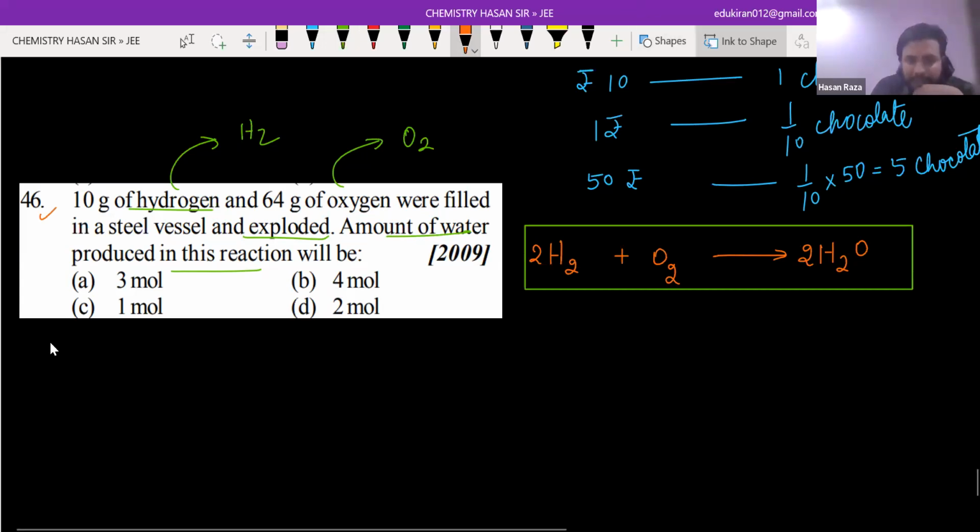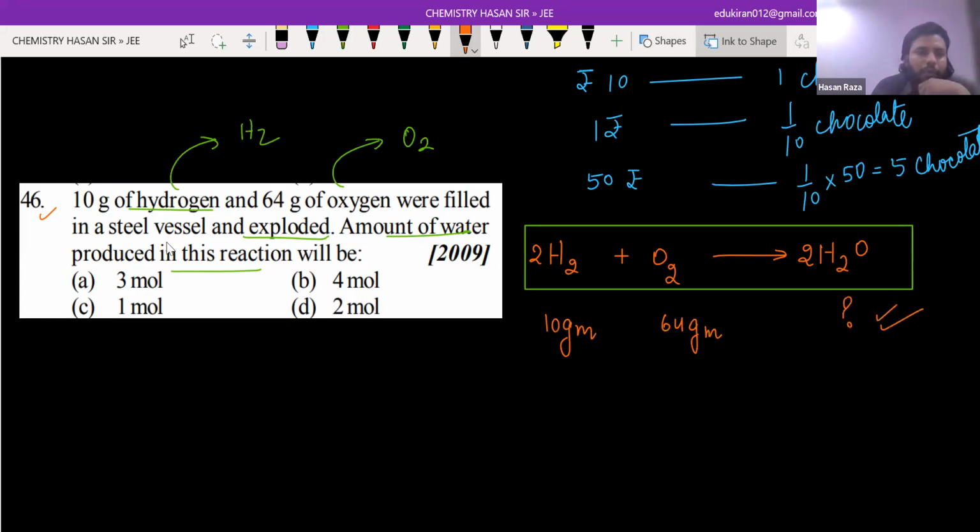Now, it is given that 10 gram of this will react with 64 gram of this, and we need to calculate the number of moles of water. Yes or no? Number of moles of water. It can be asked what is the mass of water as well.